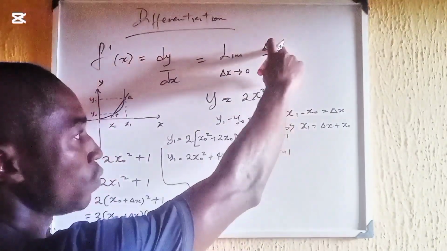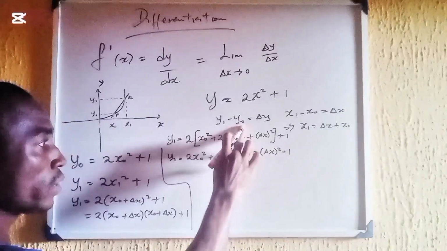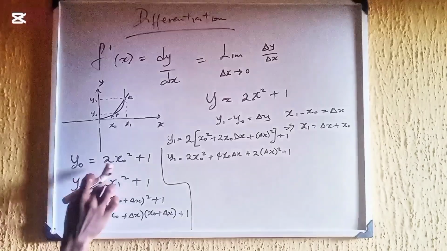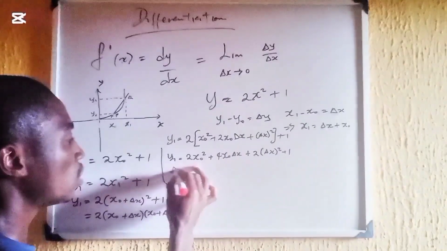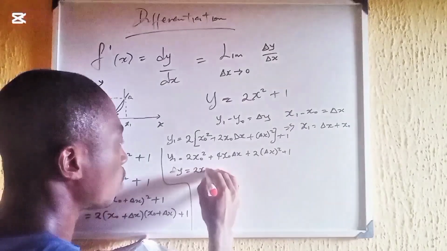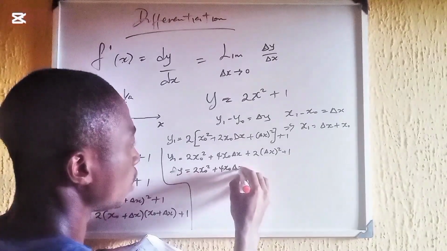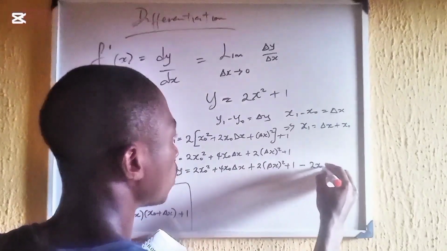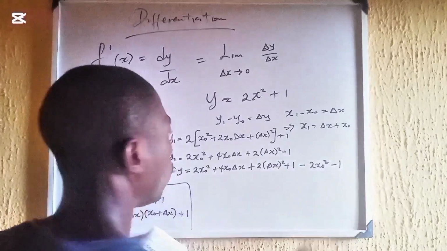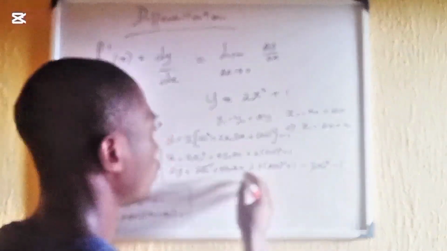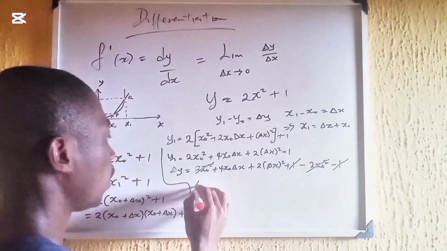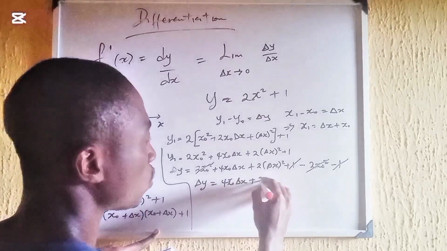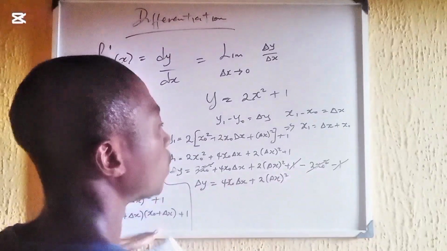Now remember that we are looking for change in y over change in x. So first of all, get change in y, and change in y is y1 minus y0. So we subtract y0 from this equation to get the change in y. And what is y0? 2x0 squared plus 1. So change in y is equal to 2x0 squared plus 4x0 change in x plus 2 into change in x squared plus 1 minus 2x0 squared minus 1. So this will eliminate this, whereas this will eliminate this. And we are left with change in y equal to 4x0 change in x plus 2 change in x squared.